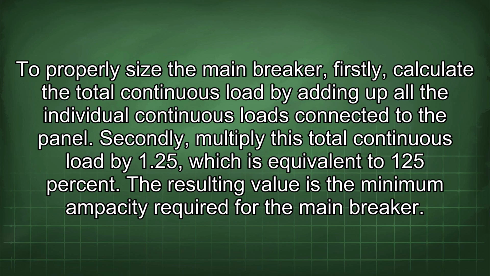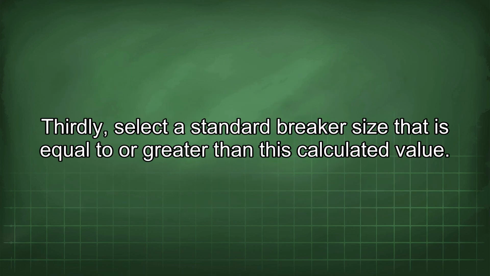To properly size the main breaker, firstly, calculate the total continuous load by adding up all the individual continuous loads connected to the panel. Secondly, multiply this total continuous load by 1.25, which is equivalent to 125%. The resulting value is the minimum ampacity required for the main breaker. Thirdly, select a standard breaker size that is equal to or greater than this calculated value.